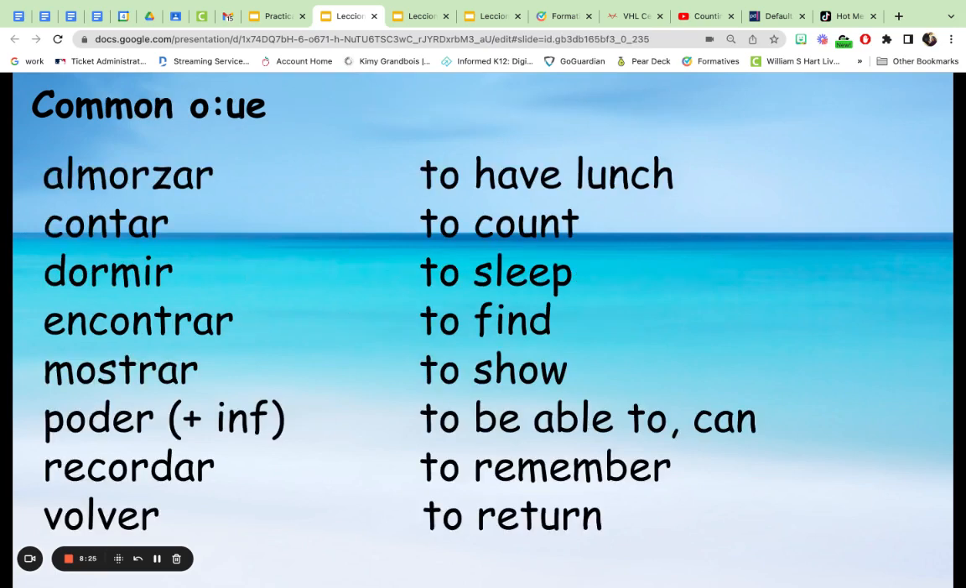O to UE stem changing verbs. Almorzar, to have lunch. Contar, to count. Dormir, to sleep. Encontrar, to find. Mostrar, to show. Poder, to be able to or can. Recordar, to remember, and volver, to return.